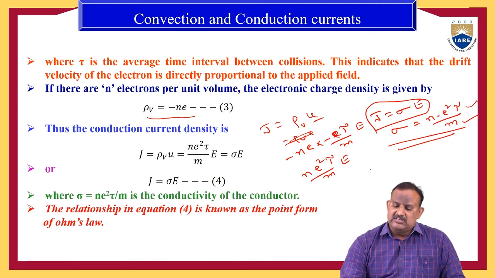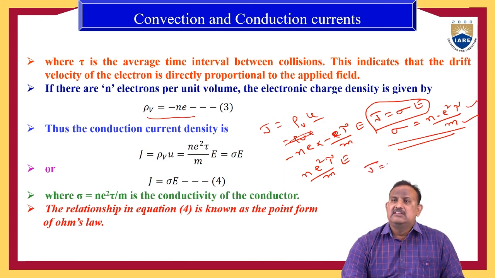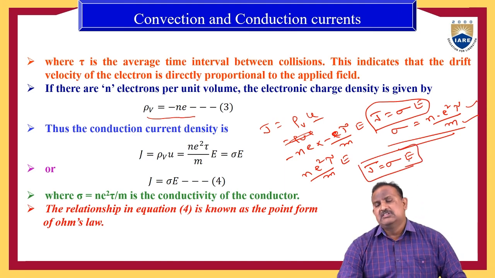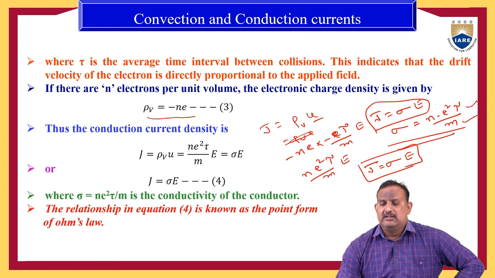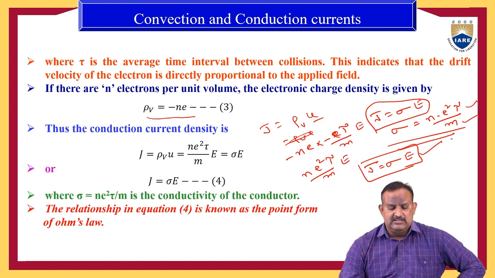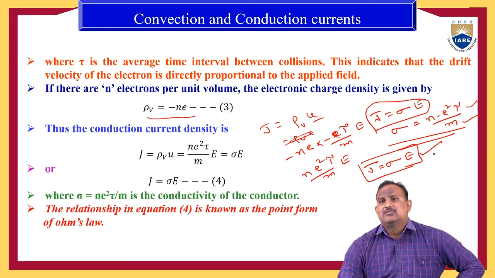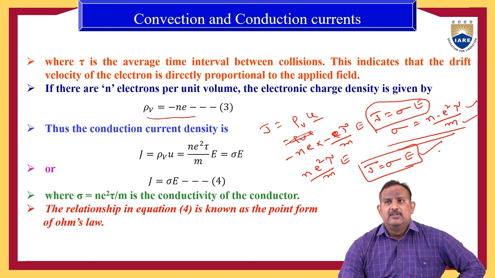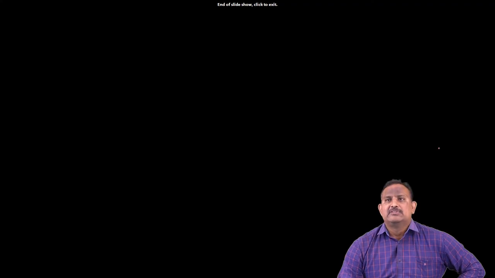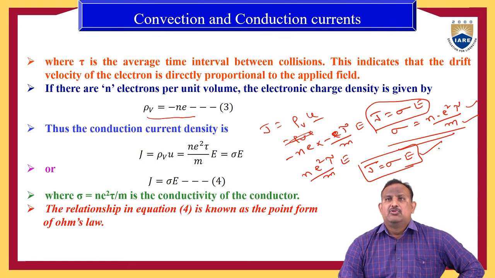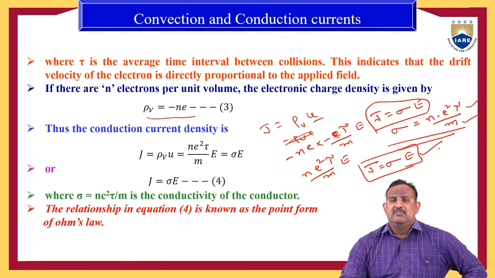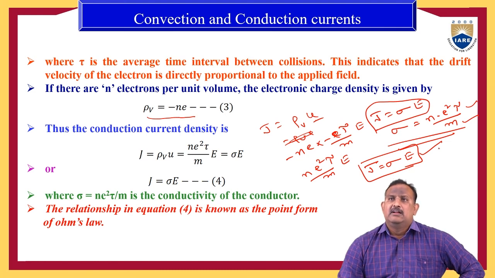Here, we can express the conduction current density J is equal to sigma into E, where sigma is the conductivity and E is the electric field intensity. This relationship, J is equal to sigma E, is also known as the point form of Ohm's law. So this is about the convection current density and conduction current densities.